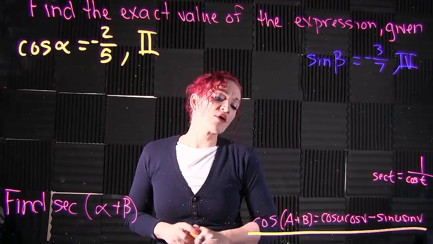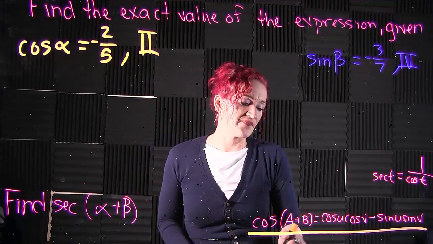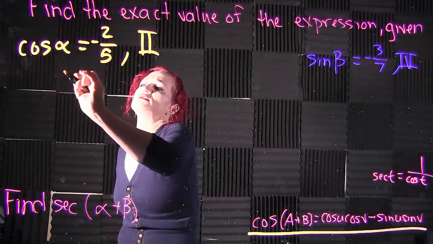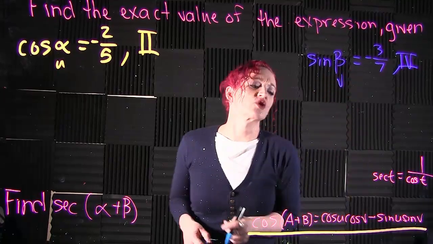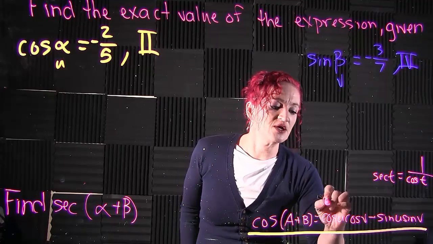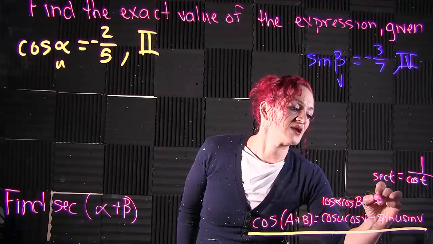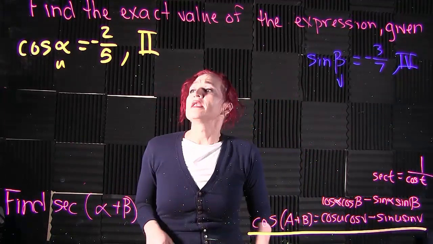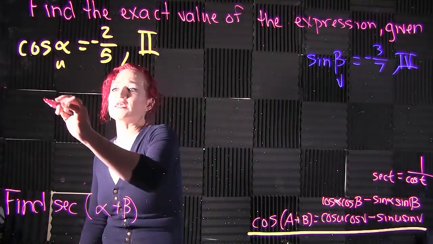In order to find cosine of A plus B, or alpha plus beta, we're going to say that alpha is our U and beta is our V. So what we really need is cosine of alpha times cosine of beta minus sine alpha times sine beta. All right, now we're told that cosine alpha is equal to negative 2/5 in quadrant 2.